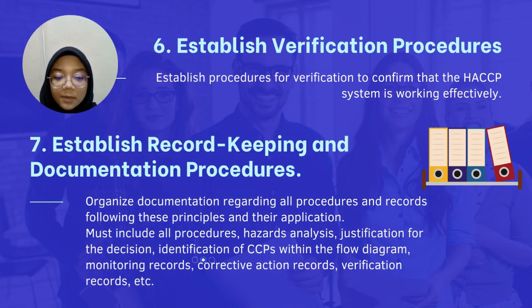The sixth principle is establish verification procedures. Establish procedures for verification to confirm that the HACCP system is working effectively. It describes methods for checking whether the CCP is still under control. And the last principle is establish record keeping and documentation procedures. Organize documentation regarding all procedures and records following these principles and their application. It must include all procedures, hazard analysis, justification for decisions, identification of CCPs within the flow diagram, monitoring records, corrective action records, verification records, and other documentation.